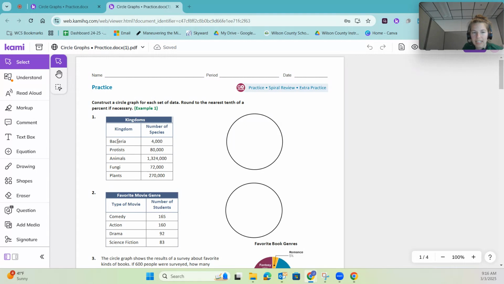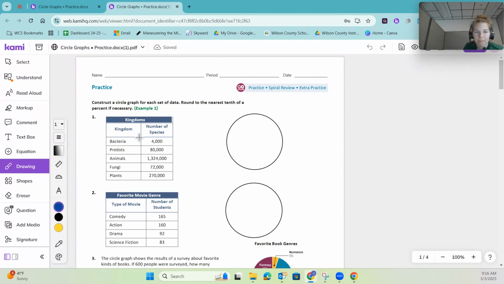So what percent of all the kingdoms is bacteria, protists, animals, fungi, and plants. Okay, so in order to do that, we are going to figure out first off the total number, so we have a number to calculate with. So we're going to add all these up. Okay, so we have 1,750,000 species that we are looking at for our total.